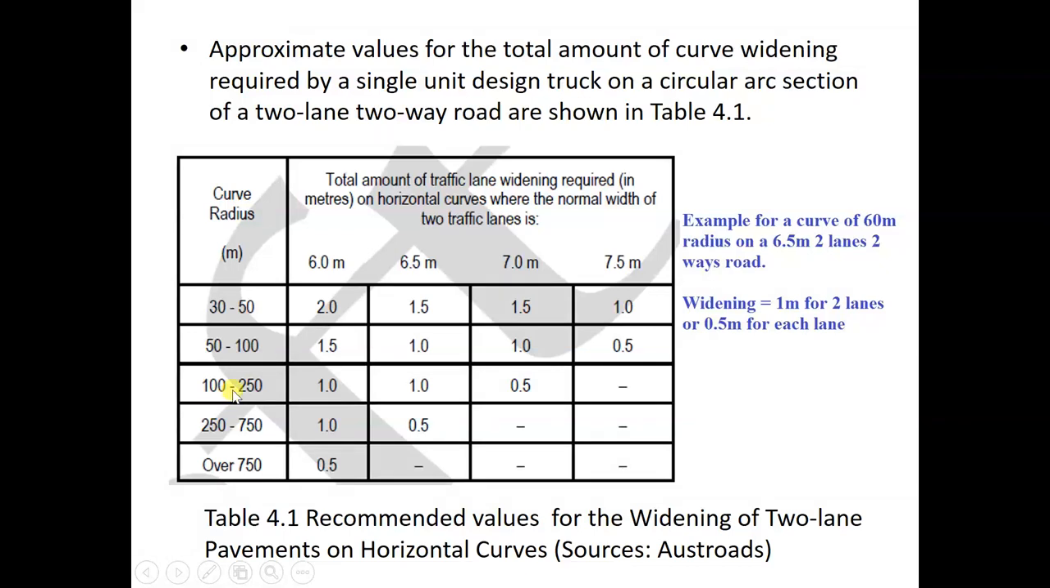And if you are at 100 meter radius and your road is 7 meters wide, that means 3.5 per lane, you only get a total of 0.5 meter widening. That means each lane only gets 0.25, so not that much. If your road is wide enough, then you don't get any widening. Or if the radius is big enough, like over 750 radius, and the lanes are more than 6 meters wide for the two lanes, then you don't get any widening. So this is an example as well.